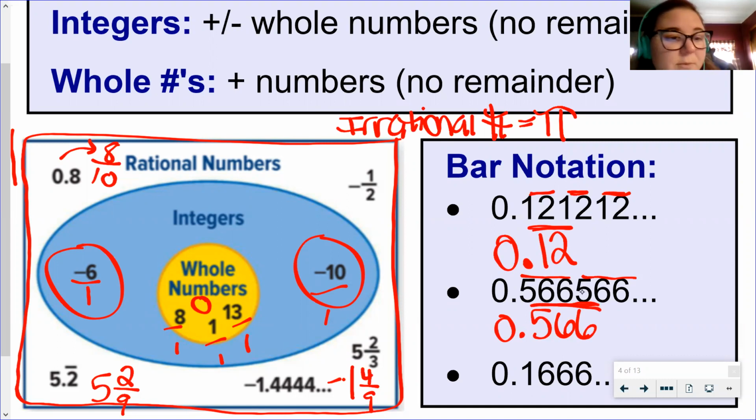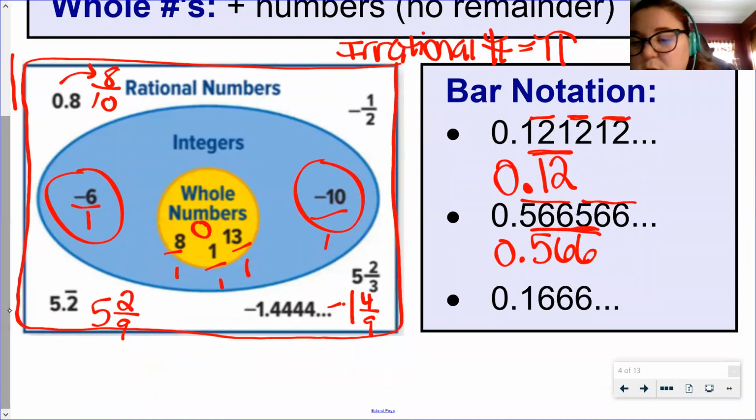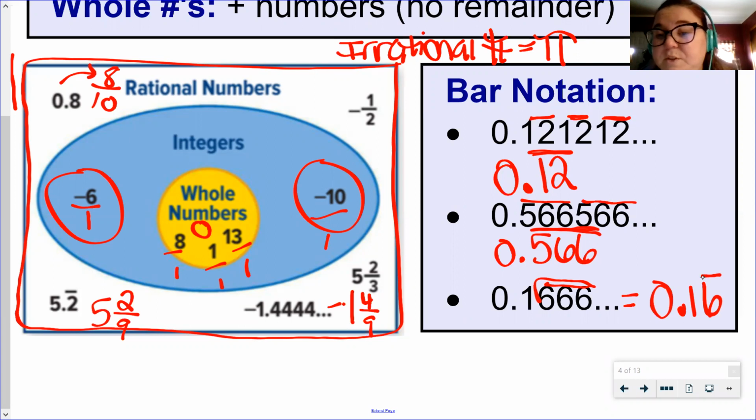That 5 changed that. And then how do I represent the last one with bar notation? Well, I'm only seeing the 6's repeat here. So it looks like just this part right here. So I only put the line over the 6. So there you go. So guess what? All of these, you can write those as a fraction. So all of those are rational.